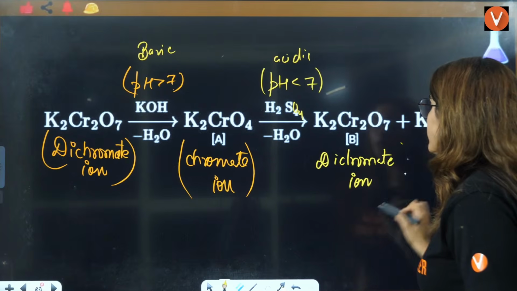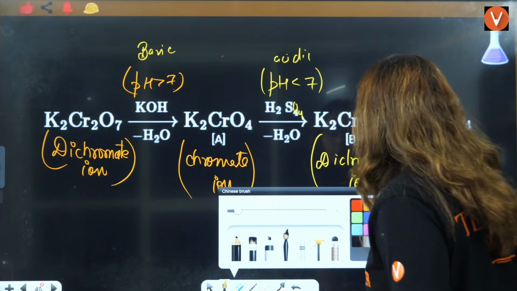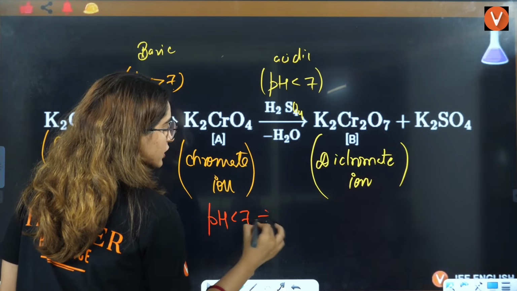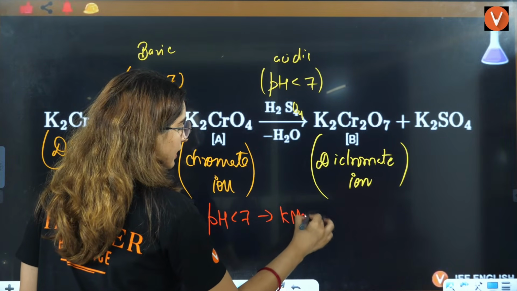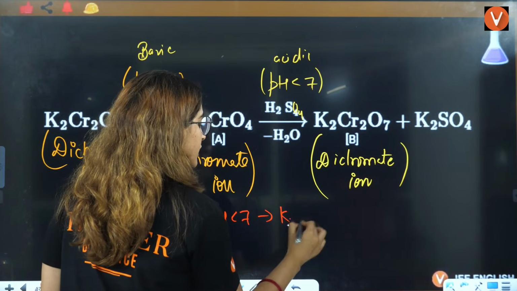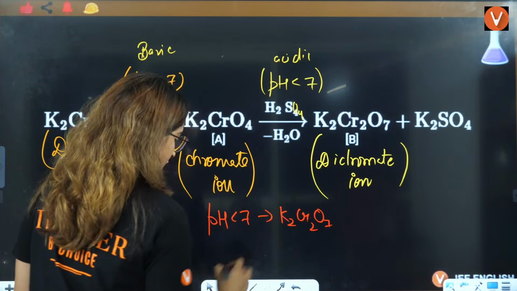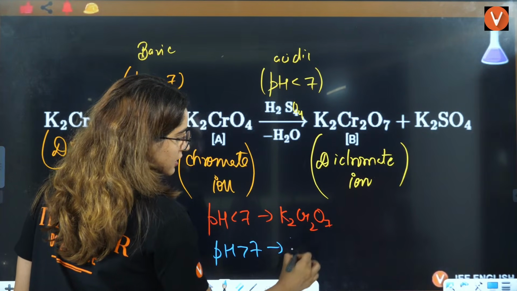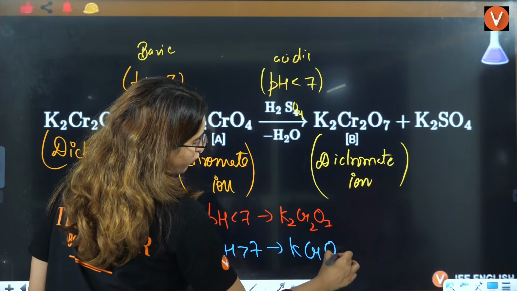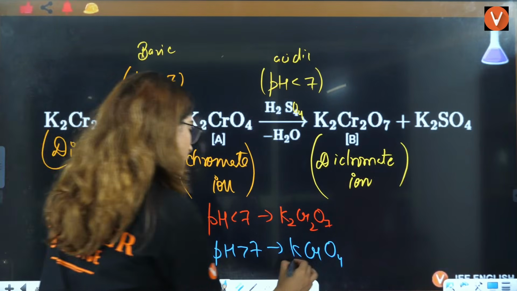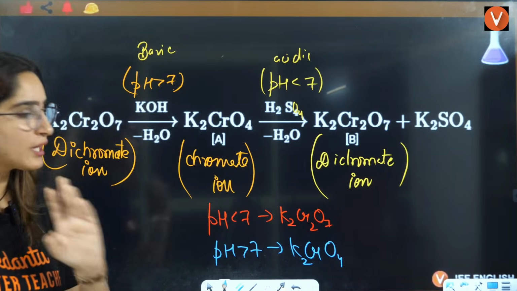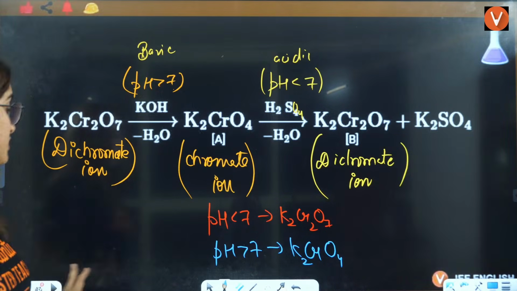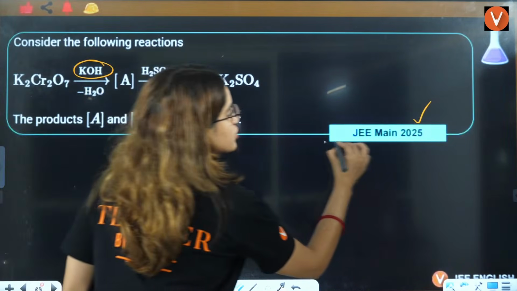So based on the pH sensitivity, we know that if pH is less than 7, you will have K₂Cr₂O₇. If pH is greater than 7, then you will have K₂CrO₄. Can you see this? Based on pH sensitivity, they have asked you one question, and that too in the latest JEE 2025.